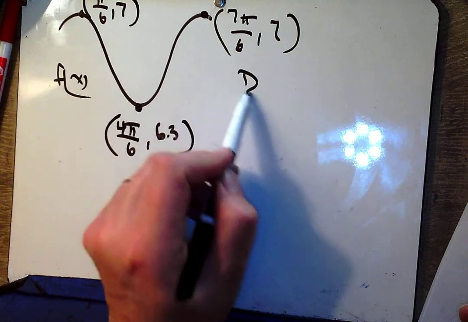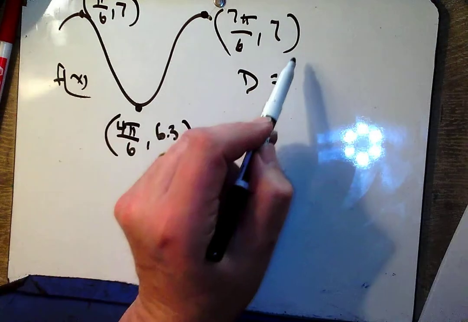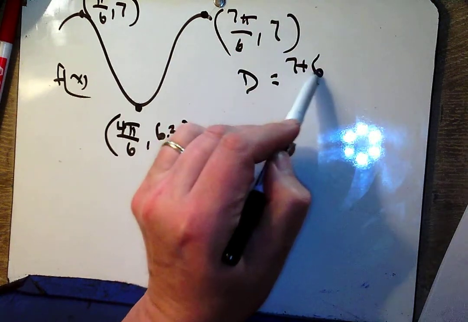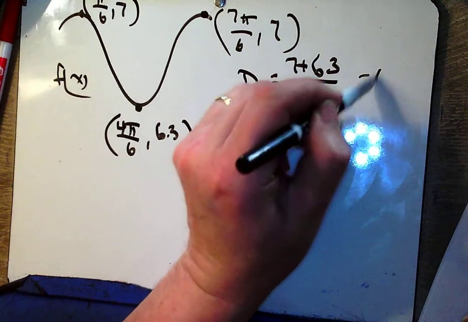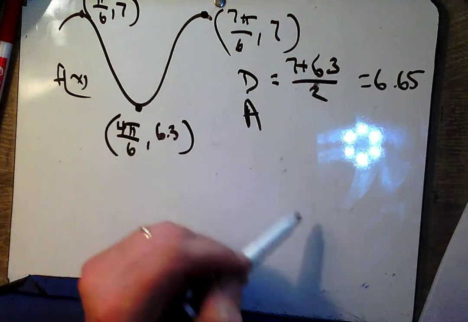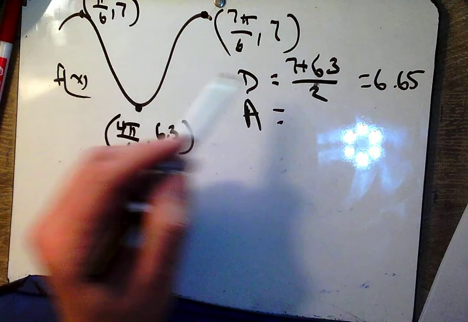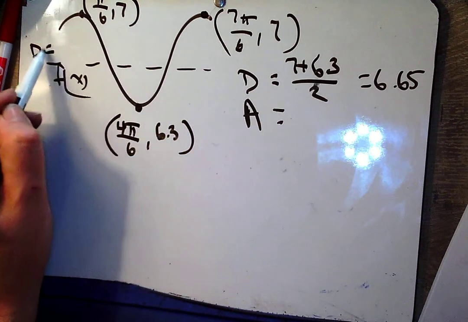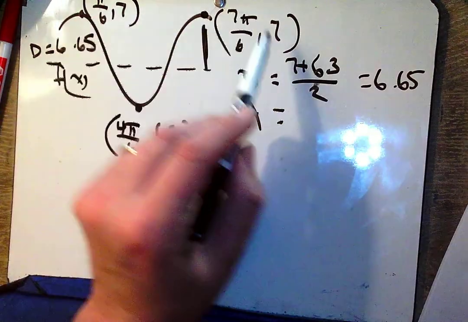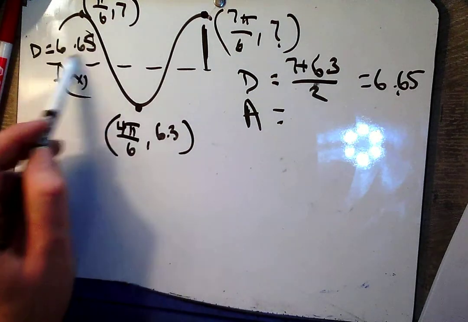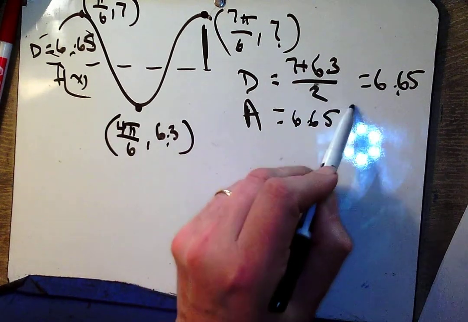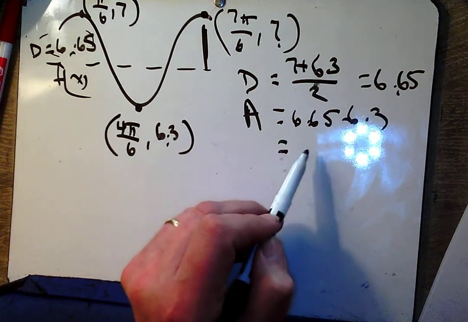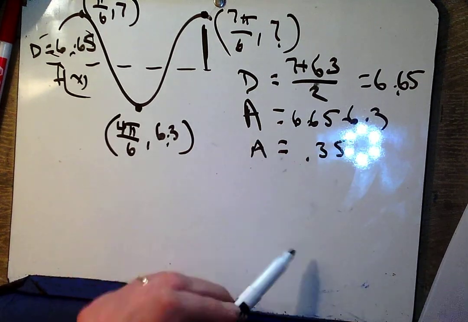So, we know we need to find D as the average of high and low y values. 6.3 plus 7 divided by 2 is 6.65. Okay, our A value. Remember, if D equals 6.65, A is high y value minus D, or D minus low y value. And so I see 6.65 minus 6.3 is going to be 0.35 for my A value.